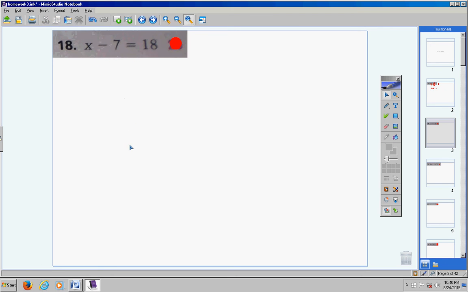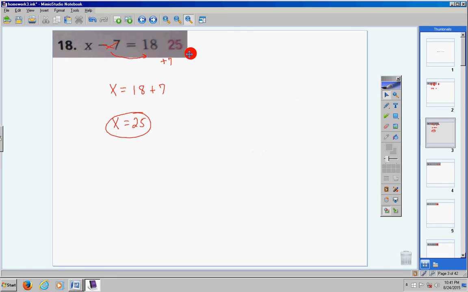Number 18, okay? Step 1, simplify both sides. We cannot do that. Next step, eliminate fractions and decimals. Nothing there to do. So let's get our variables on one side and our constant terms on the other. Bring your -7 over and it becomes a +7, okay? So x equals 18 + 7, thus x equals 25, okay? 25.